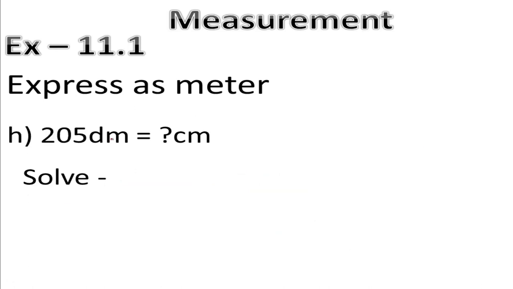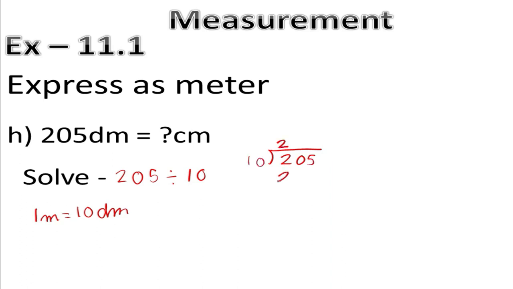Our next question is 205 decimeters. As we all know, 1 meter equals 10 decimeters. So we will divide 205 with 10. So let's divide 205 with 10. 10 into 2 equals 20. Subtract, we get 0.